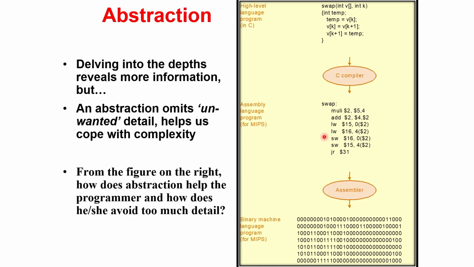So these are still somewhat readable but much closer to the hardware. The assembler then converts this assembly code into the machine language. This is the actual pattern of ones and zeros that the computer hardware understands and executes.